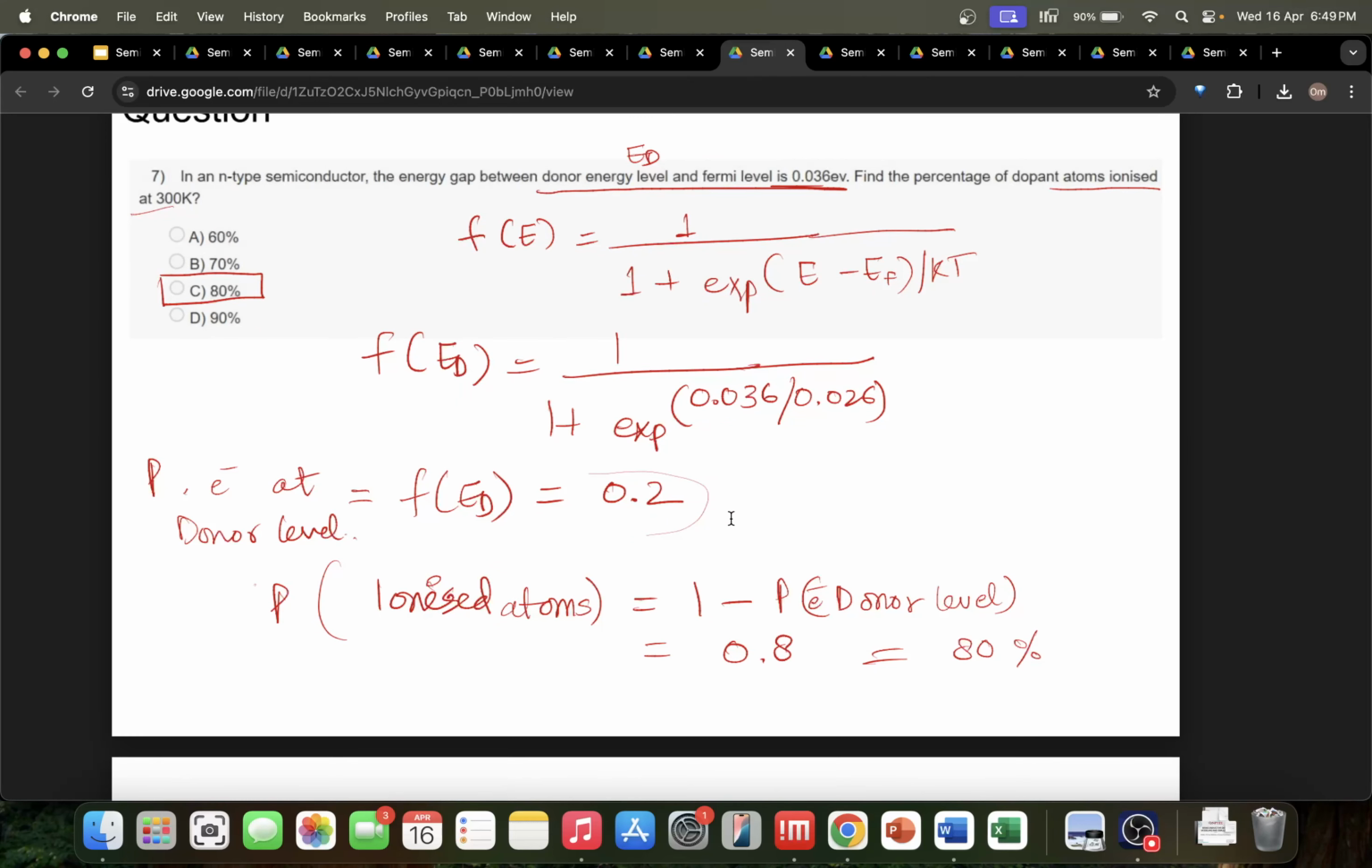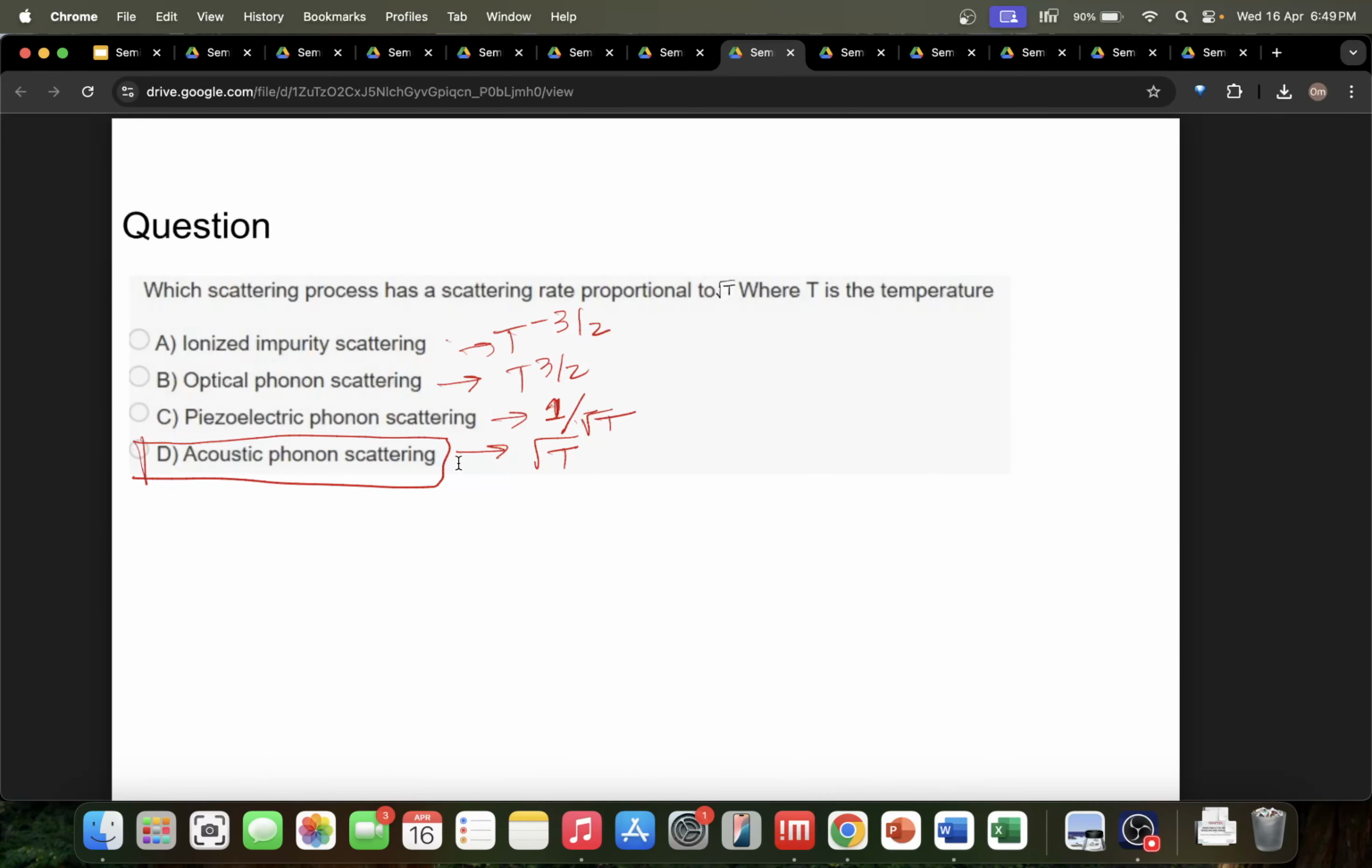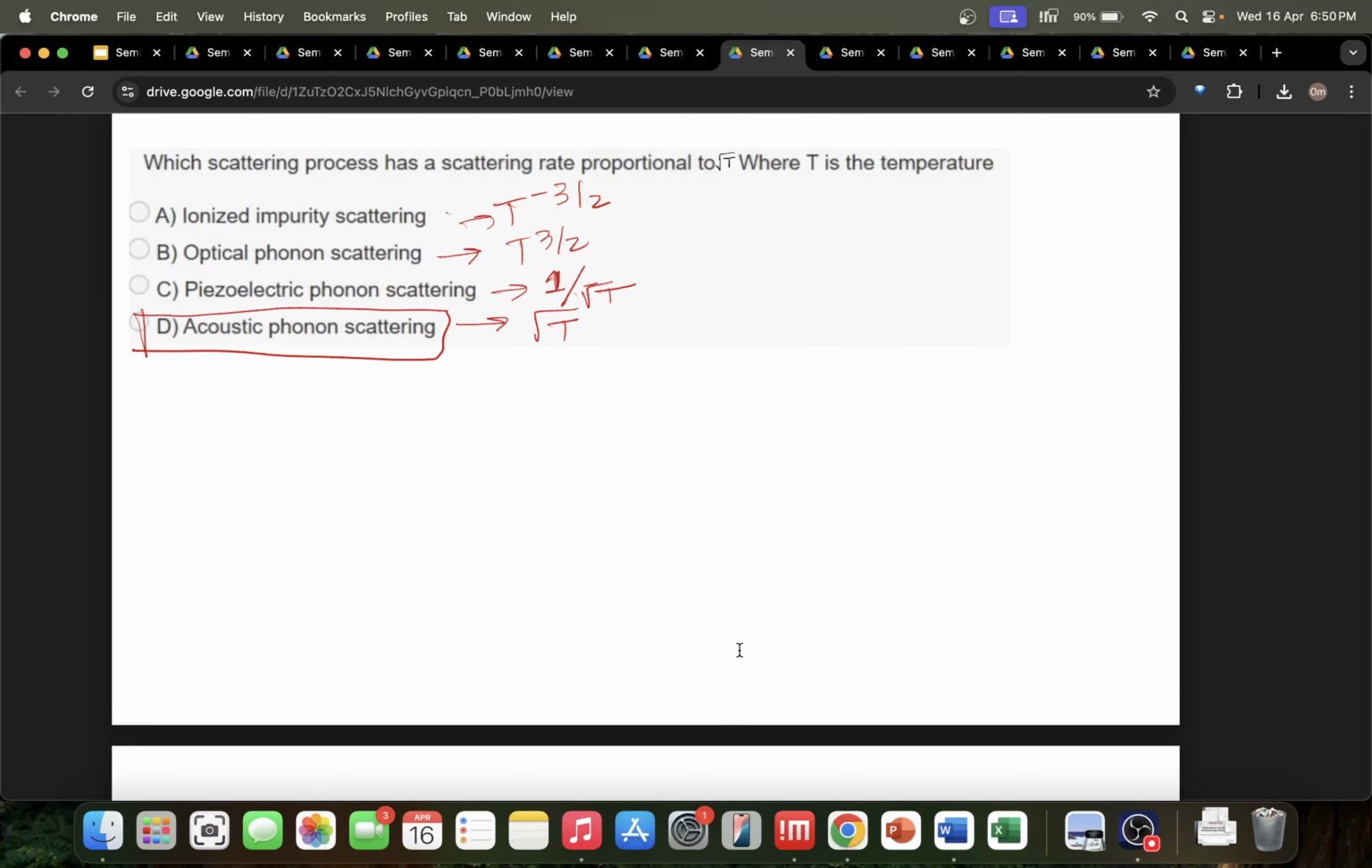Some more questions on the ionization and Fermi energy. This is very important for the dependence of temperature on the scattering rate of different scattering mechanisms. Ionized impurity scattering decreases with increase in temperature. Optical phonon scattering increases. Acoustic phonon scattering increases. Piezoelectric scattering decreases. So these are very important relations.